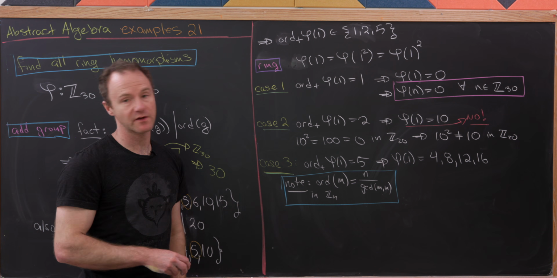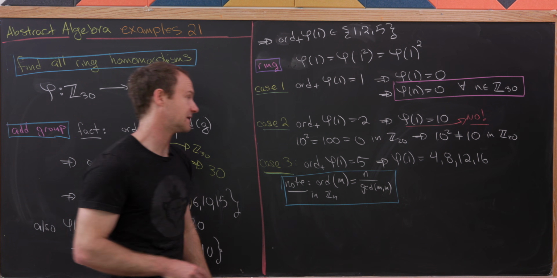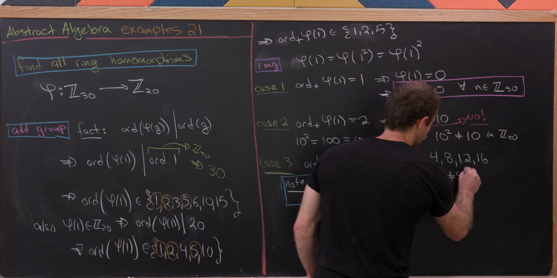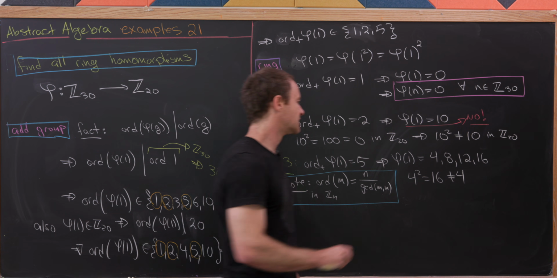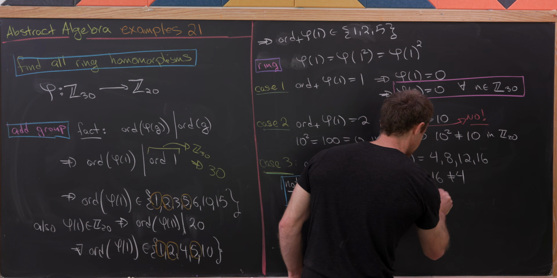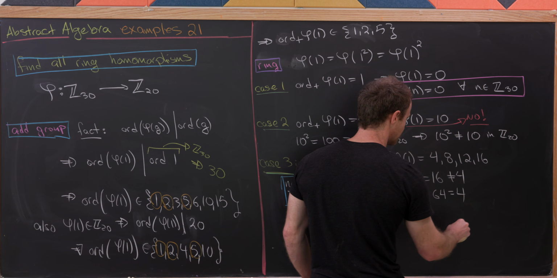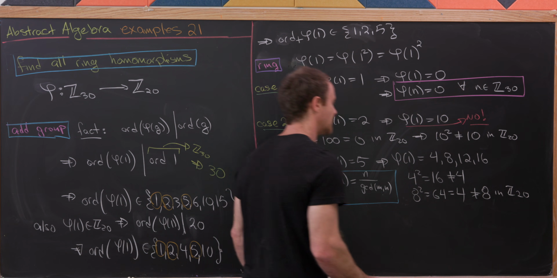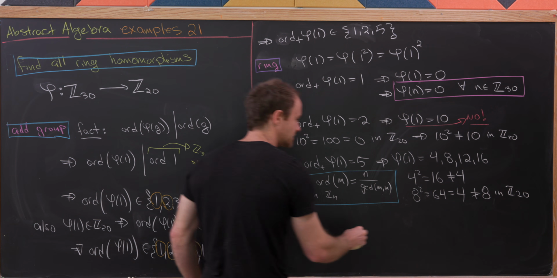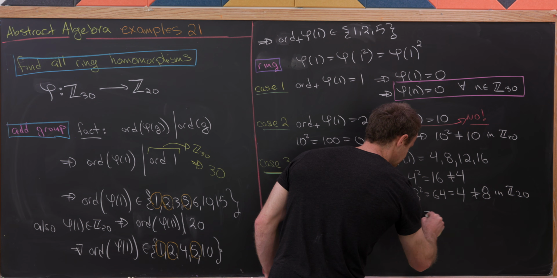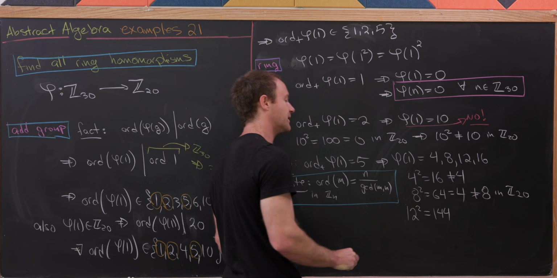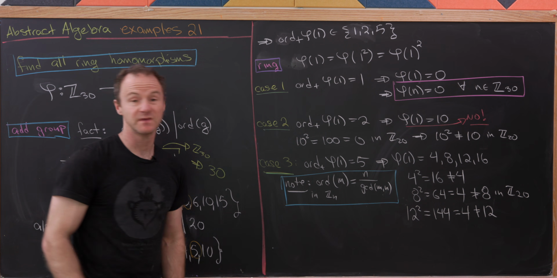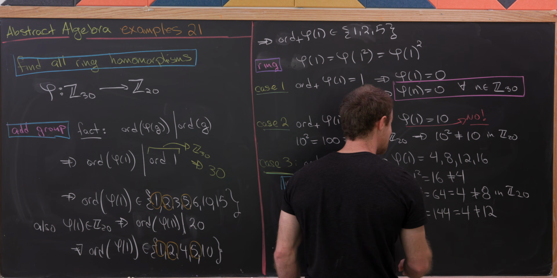Now we have to check which one of those are idempotents, if any. Notice that 4 squared is equal to 16, but that's not equal to 4 inside of Z20. Let's move on to 8 squared. So 8 squared is equal to 64, but 64 is equal to 4, which is not equal to 8 in Z20. Now let's move on to 12. 12 squared is equal to 144, but 144 in Z20 is equal to 4, that's not equal to 12.